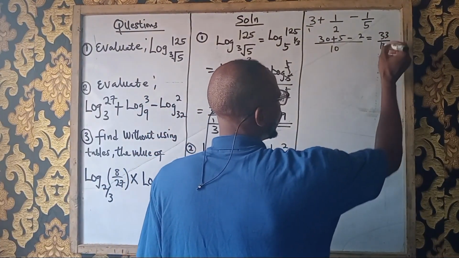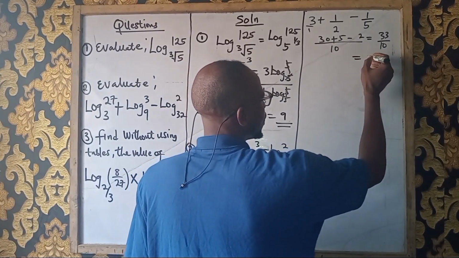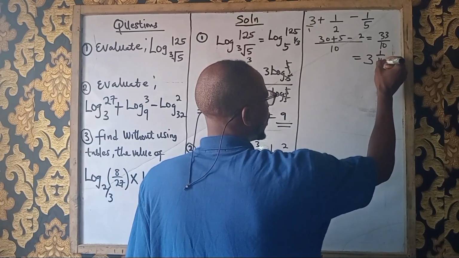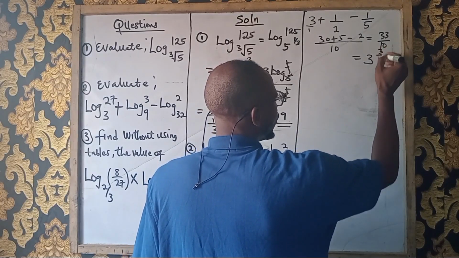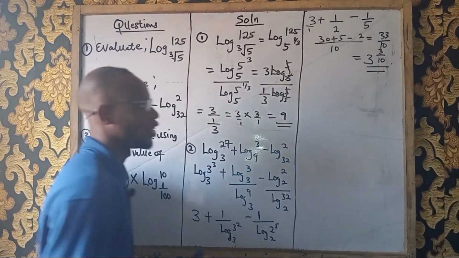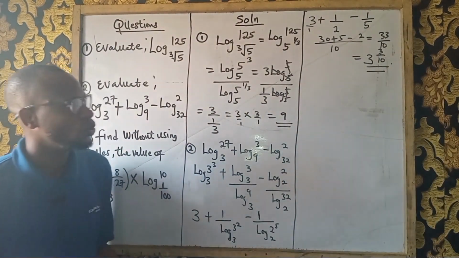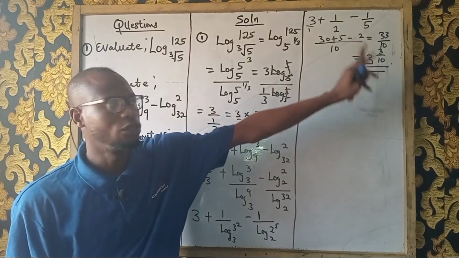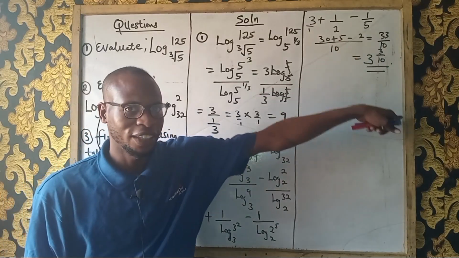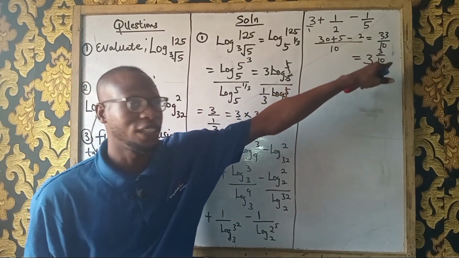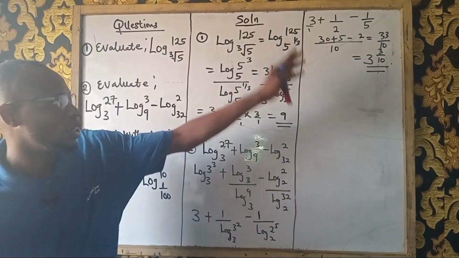This is going to be 33 over 10 and can also be written as 3 whole number 1 over 10. Sorry, 3 whole number 3 over 10. That's our final answer to that problem. So the answer to this problem is 3 whole number 3 over 10, or you just leave it as 33 over 10 or even 3.3. So that is all for that.